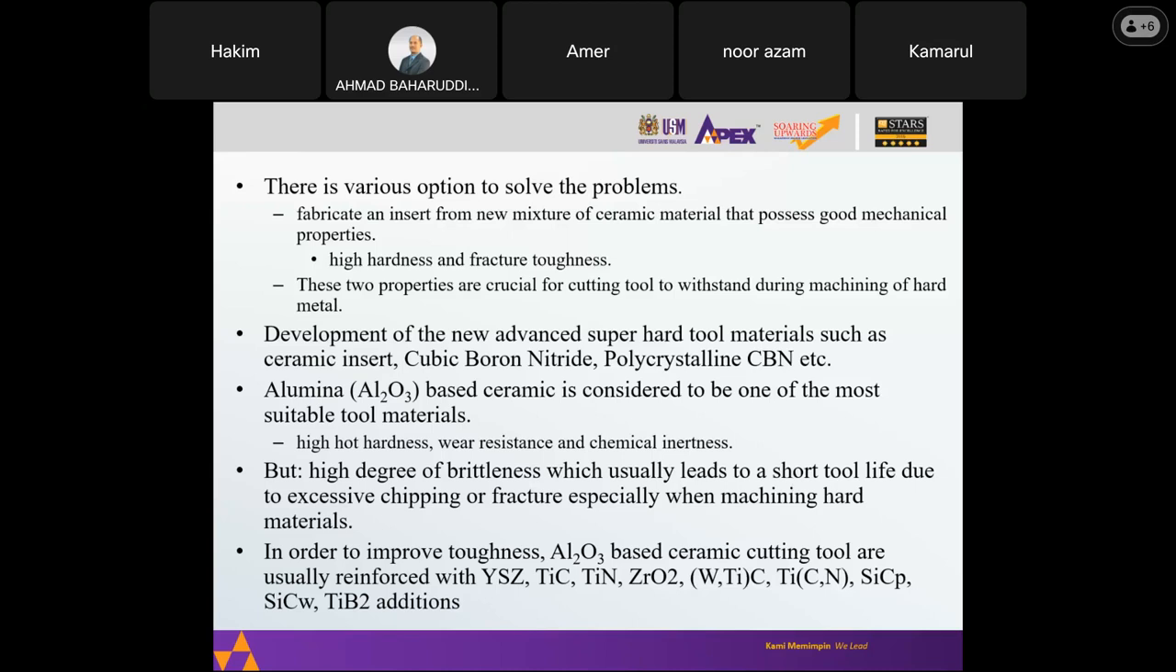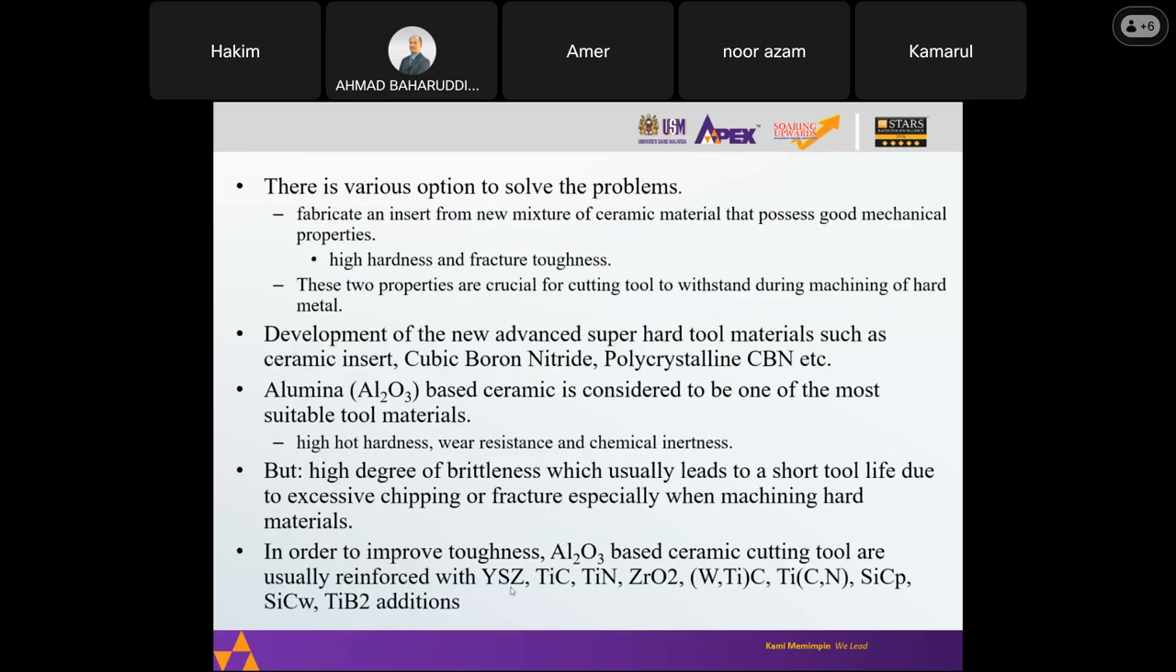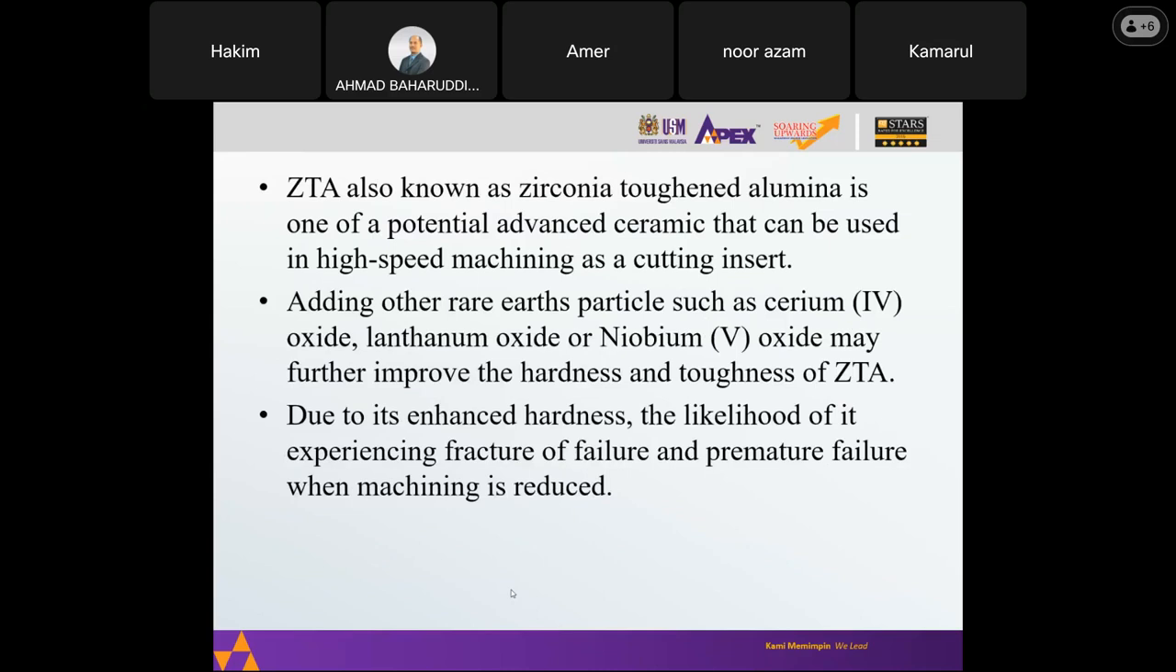Okay, so in order to improve the toughness, alumina based ceramic cutting tools are usually reinforced with YSZ, yttrium stabilized zirconia, titanium carbide, titanium nitride, zirconium oxide as an addition. One of the promising materials to strengthen alumina is zirconia. ZTA, also known as zirconia toughened alumina, is one of the potential advanced ceramics that can be used in high speed machining as a cutting insert. The research found that 20% of YSZ, yttrium stabilized zirconia, and 80% of alumina is the best combination to create ZTA. So there's a figure: 80% of alumina and 20% of zirconia.